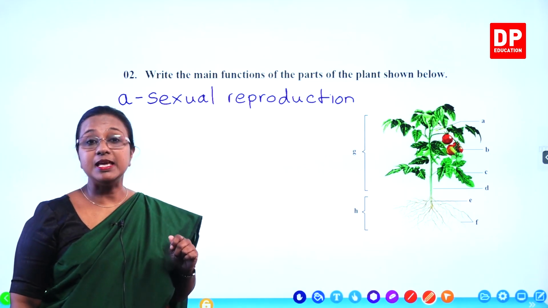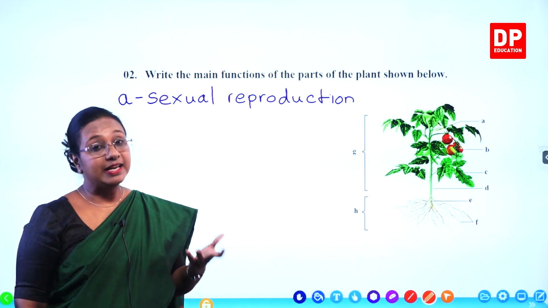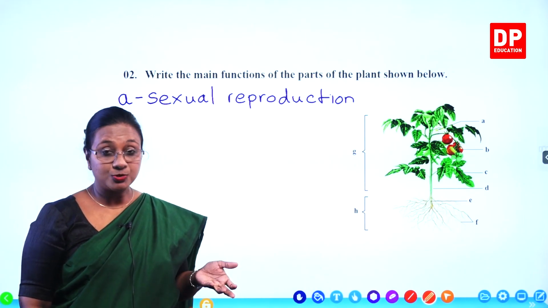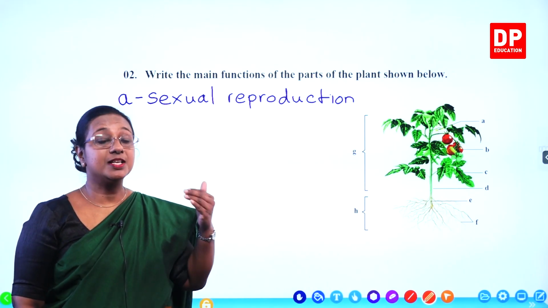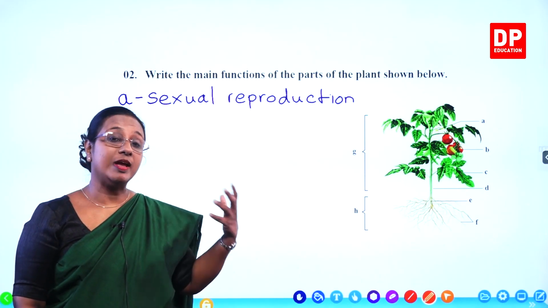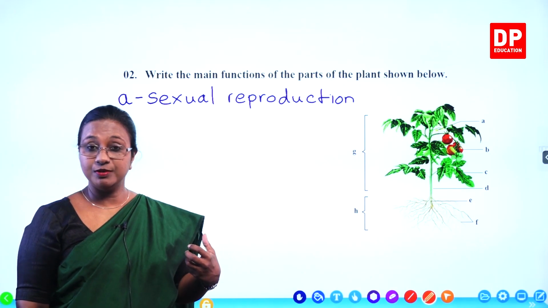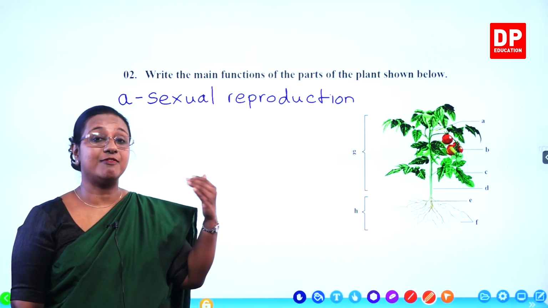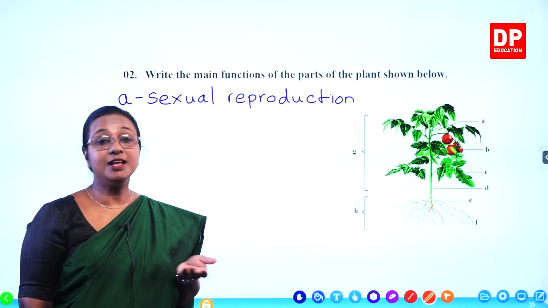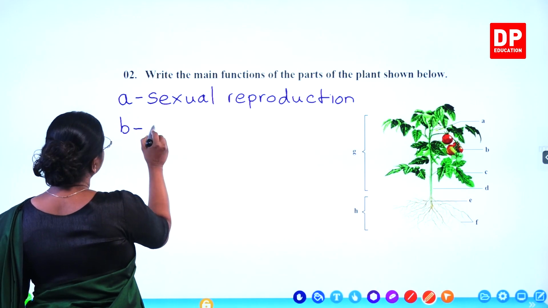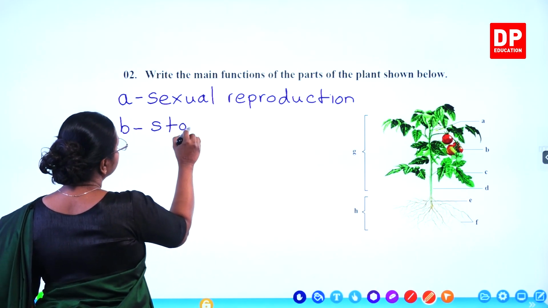Then what about B? Fruits. Again, they store food as well as they are involved in sexual reproduction. Why? Because inside the fruits there are seeds. When animals, birds consume the fruit, they throw the seed somewhere else. And from the seed, a new plant grows. So we can say for B, storage of food.